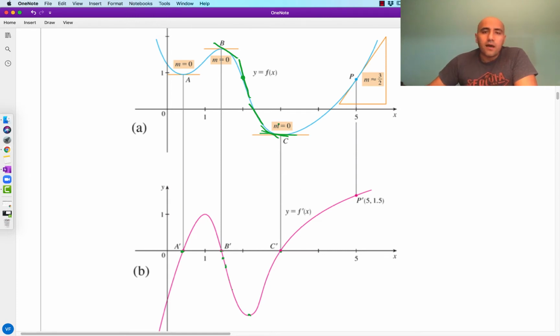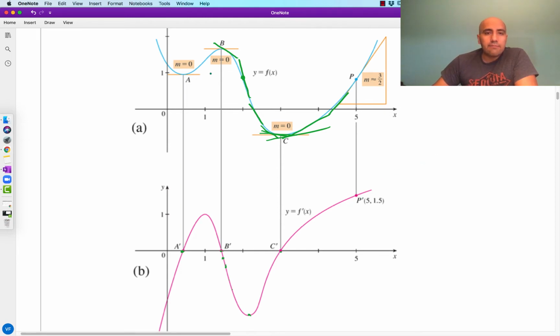Okay. Beyond C, we see that all the slopes are positive. That's a positive slope. That's a positive slope. That's a positive slope. So the slopes are all positive. They start off at 0. They get a little bit bigger, and then they just keep getting bigger and bigger, and it just kind of shoots off that way. So this shoots off that way.